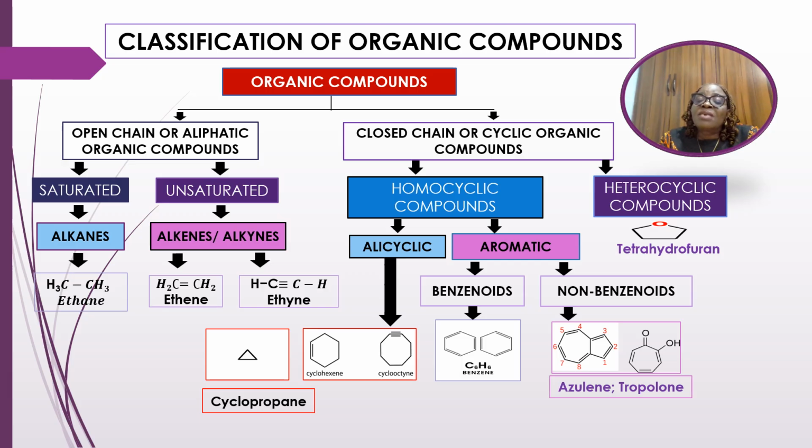The benzenoids will have examples of benzene there, and then azulene and tropolone. And then we'll have the heterocyclic compounds. We have given an example of tetrahydrofuran. Each of these groups will be discussed.